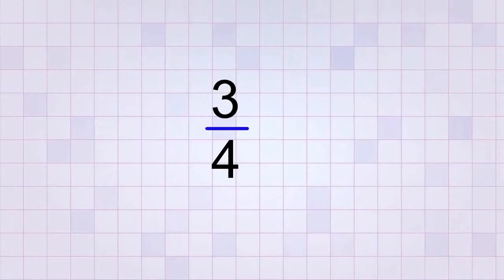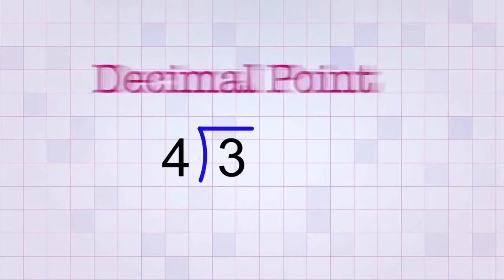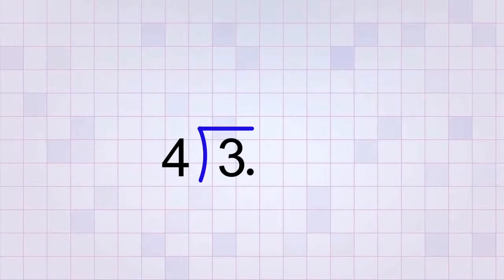Of course, we start by rewriting our fraction like this, 3 divided by 4. And again, we run into the same problem. 4 is too big to go into 3, so it looks like we're going to need a decimal point here too. Let's put a decimal point after the 3 and a 0 in the tenths place to make 3.0. Now our problem almost looks like 30 divided by 4.